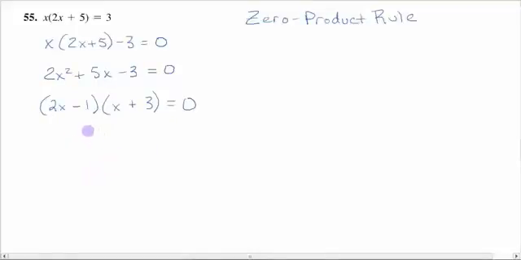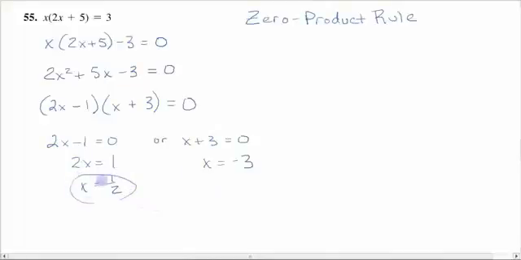And let's go ahead and use the zero product rule now, because we have a 0 and the entire left side is a product. So that means 2x minus 1 equals 0, or x plus 3 equals 0. So 2x equals 1, x equals 1/2, x equals negative 3. Okay, so these should be our solutions. Let's go ahead and check.